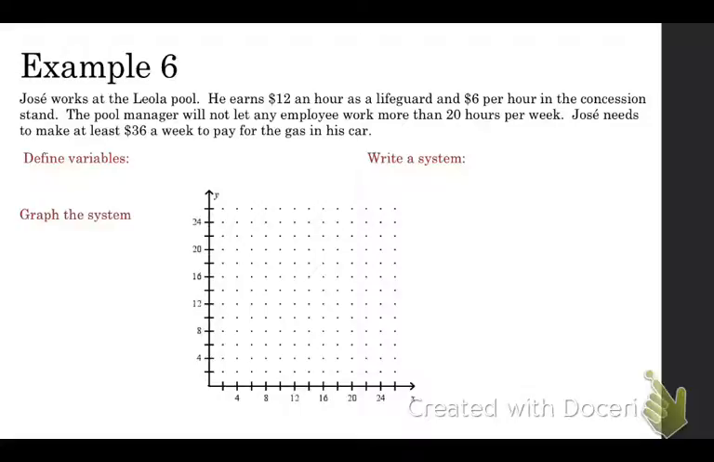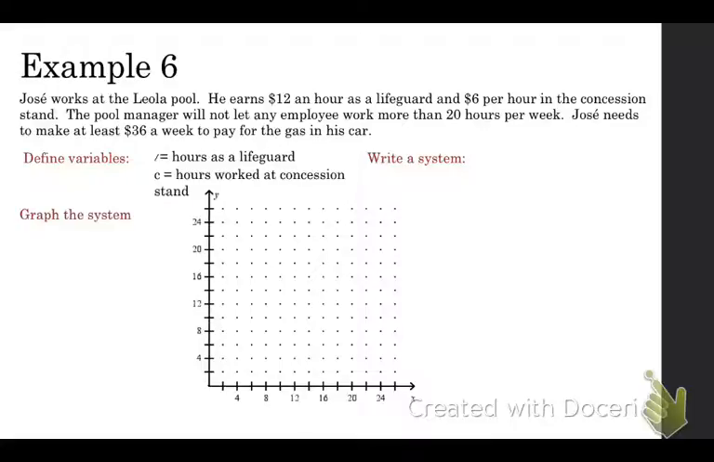All right, so first thing I'm going to do is define my variables. I could use X and Y, but I recognize I don't know how many hours he works at each job. So to make it a little bit more logical, I'm going to use L for the hours worked as a lifeguard and C for the hours worked at the concession stand. So I need to write a system.